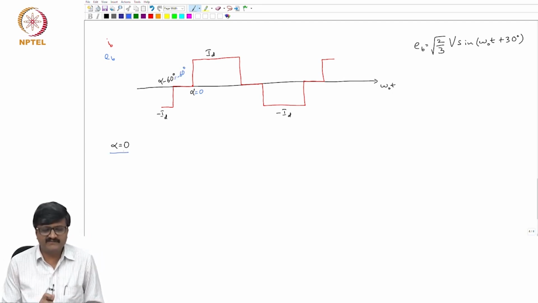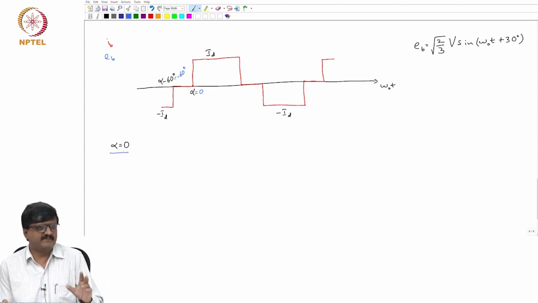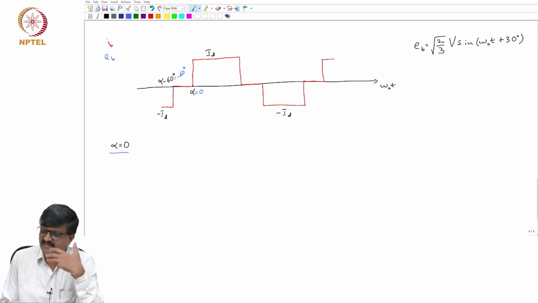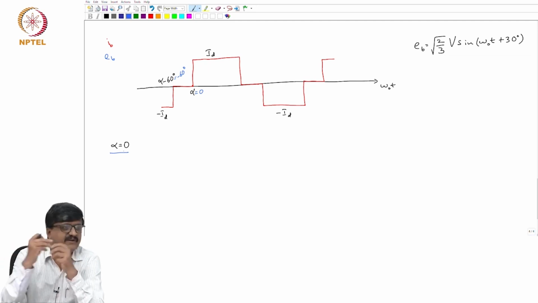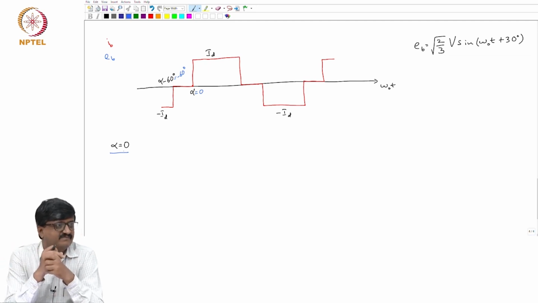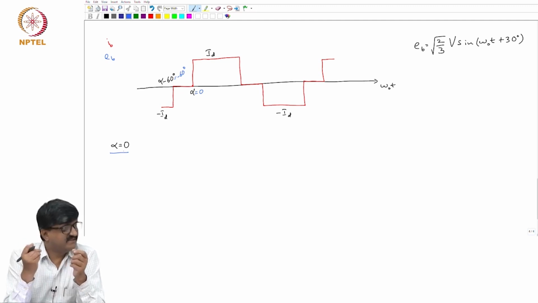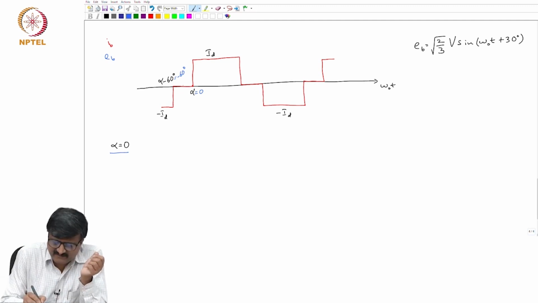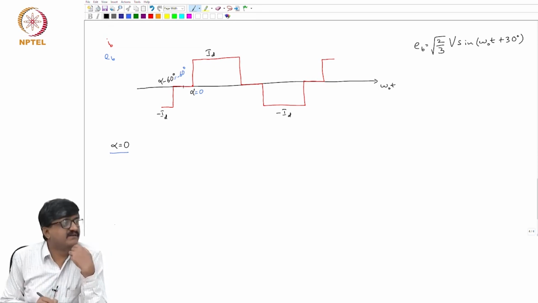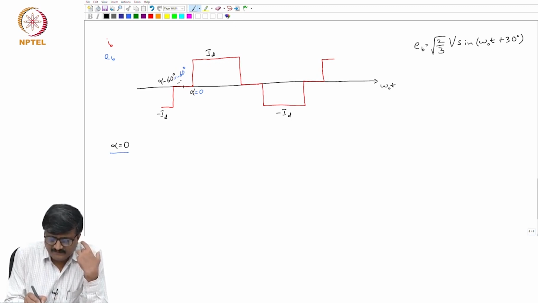So, if alpha is 0, then where is the 0 crossing of EB? There are 2 0 crossings in each cycle, positive to negative, negative to positive. Suppose I take the negative to positive 0 crossing of EB, at what value of omega OT is there a negative to positive 0 crossing? Minus 30 degrees. So, minus 30 degrees somewhere here. Right. So, this is minus 30 degrees.